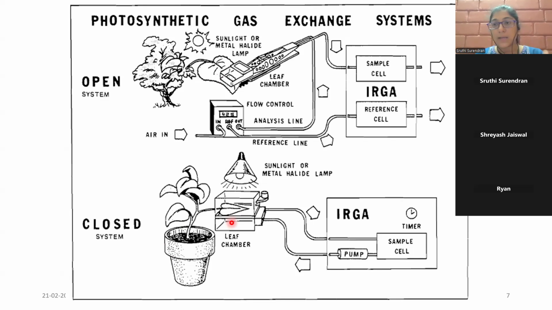So light is provided. The chamber is probably transparent, but no other external inputs are provided, so the leaf is not exposed to varying relative humidity, wind speed, carbon dioxide concentration or temperature. This limitation is overcome in this open system, where a continuous input of air makes sure that natural conditions of humidity and carbon dioxide concentration are available to the leaf, which is a more realistic representation of the plant while taking measurements.